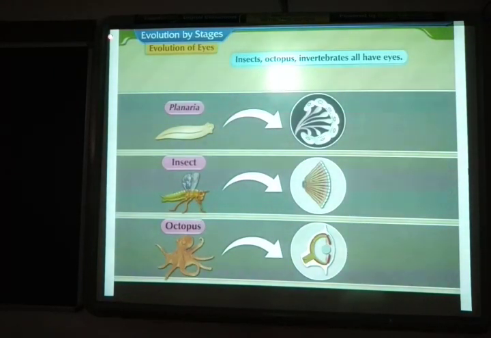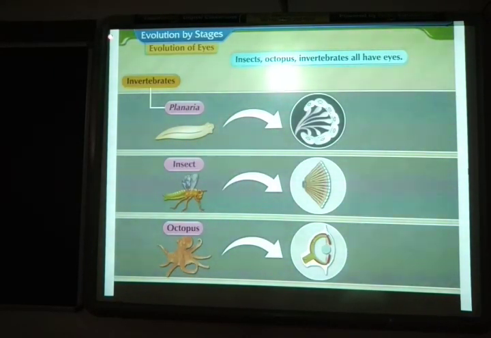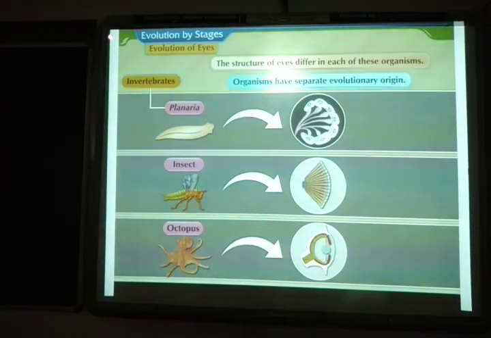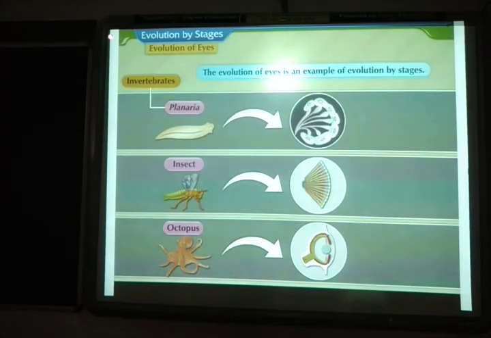Insects, octopus, invertebrates, all have eyes. However, the structure of eyes differs in each of these organisms. This suggests that they have separate evolutionary origins. The evolution of eyes, therefore, is an example of evolution by stages.